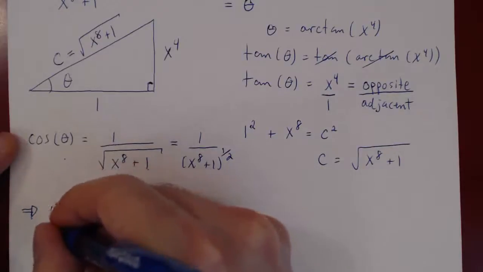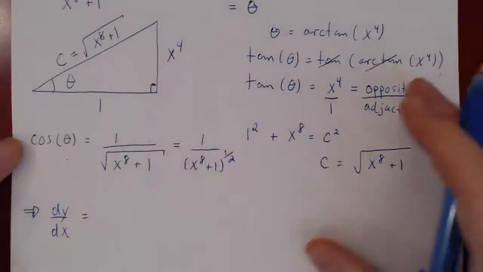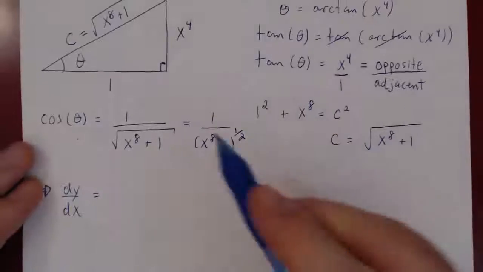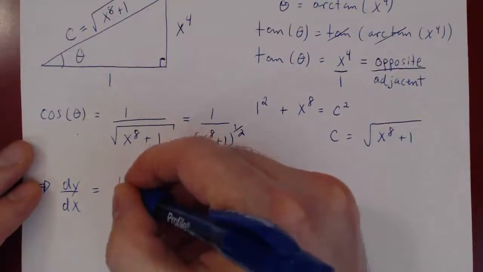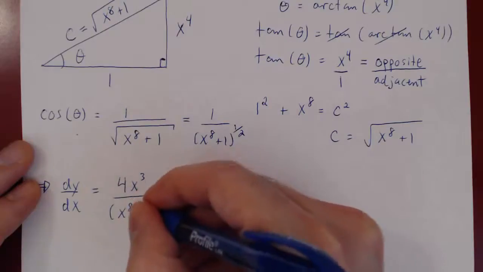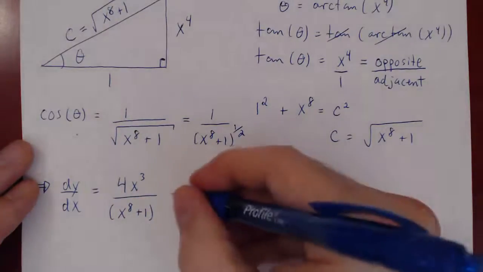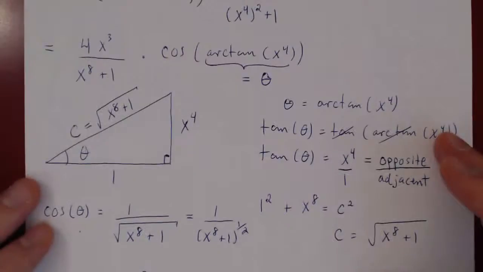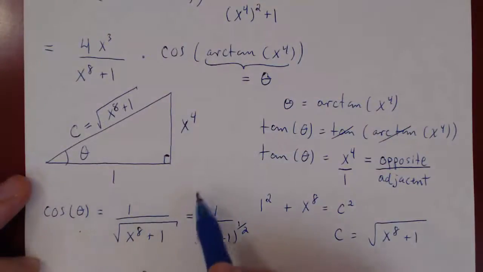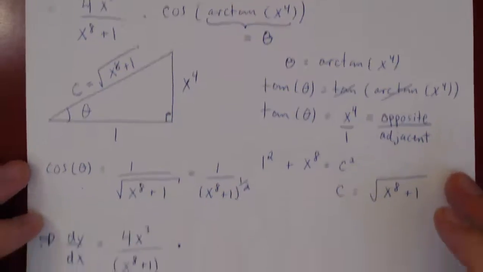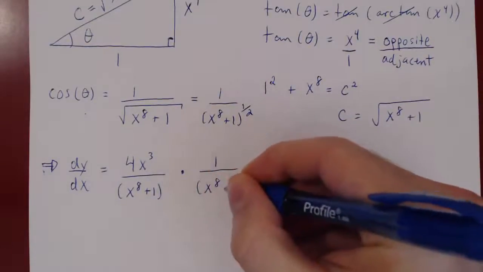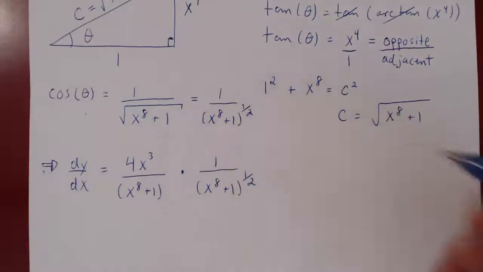Our derivative, dy over dx, was equal to, let's write the first part, 4x cubed over x to the 8 plus 1 times cosine of theta, but cosine of theta is just 1 over x to the 8 plus 1 to the power of 1/2. So times 1 over x to the 8 plus 1 to the power of 1/2.